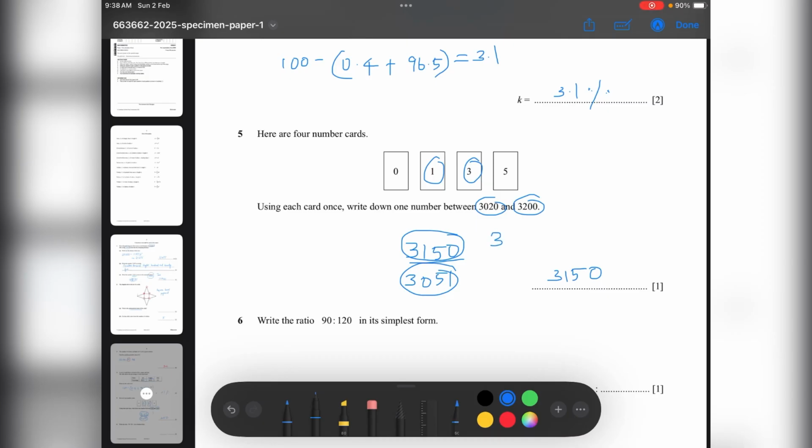This also 3105. So this can be another answer. So these are the three possible answers. Any one can be the correct answer, student. Okay, now we'll see the next one.